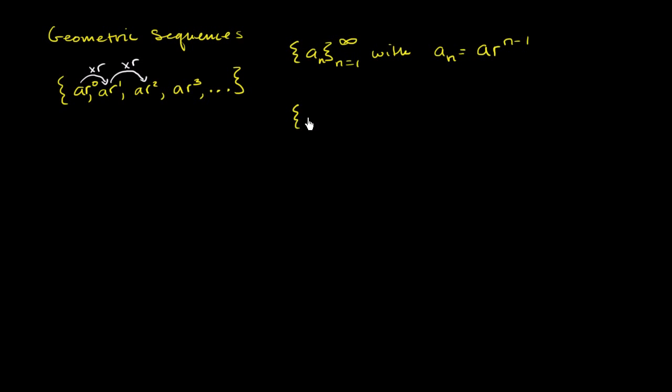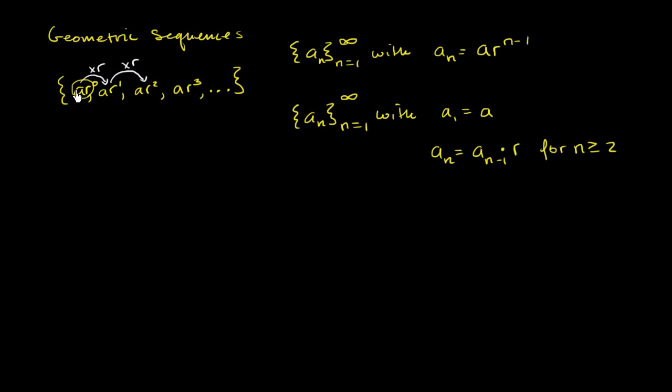We could also define it recursively. We could say a sub n from n equals 1 to infinity, with a sub 1 being equal to a. That's the base case. A sub 1 is equal to a. ar to the 0 is just a. And then we could say a sub n is equal to the previous term, a sub n minus 1, times r, for n greater than or equal to 2.